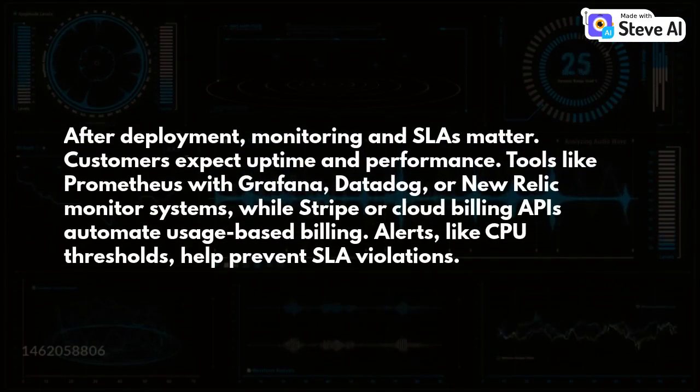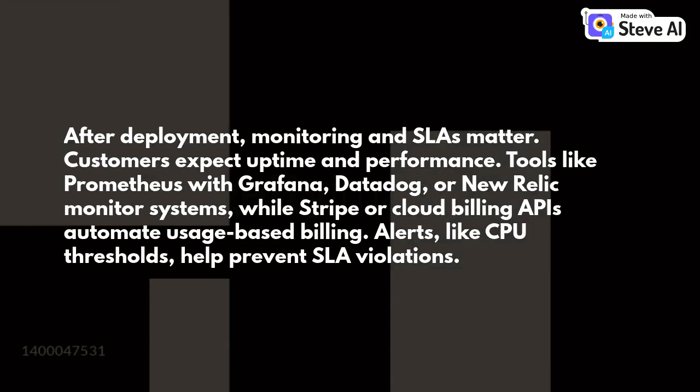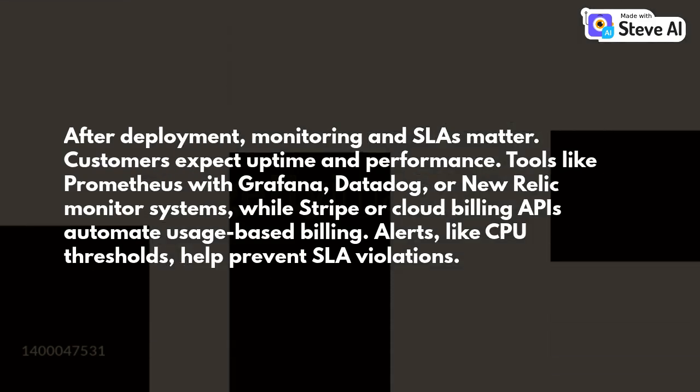After deployment, monitoring and SLAs matter. Customers expect uptime and performance. Tools like Prometheus with Grafana, Datadog, or New Relic monitor systems, while Stripe or Cloud Billing APIs automate usage-based billing. Alerts, like CPU thresholds, help prevent SLA violations.